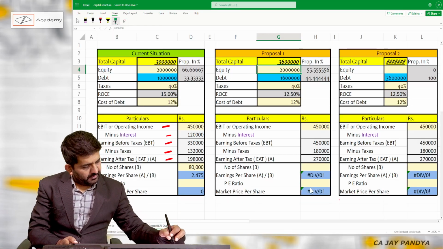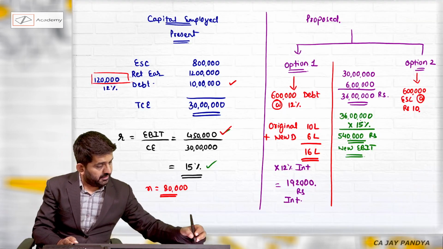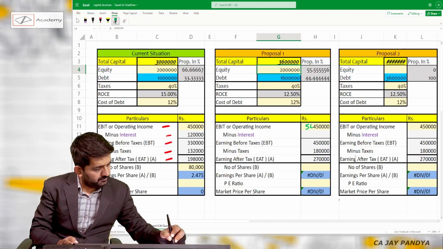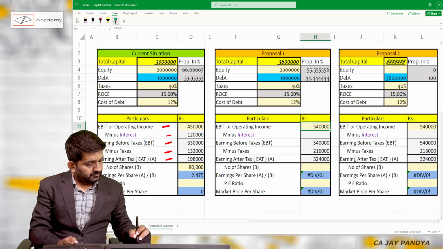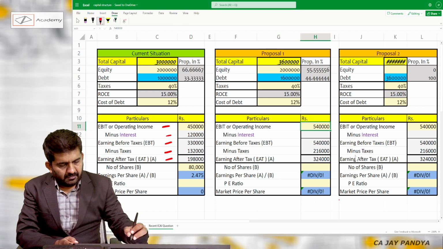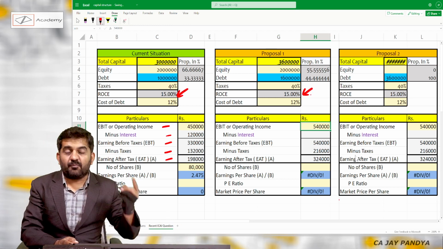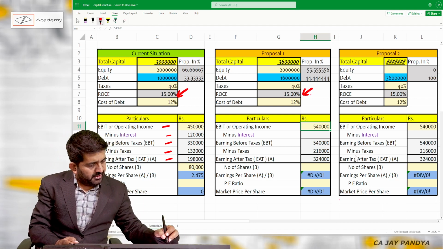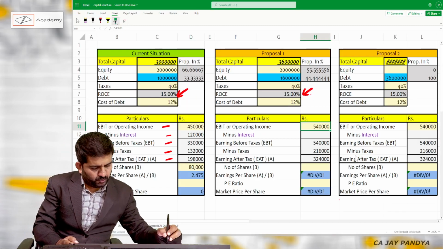My EBIT will change. It will not remain 4,50,000. The new EBIT is 5,40,000. If you see, my ROCE is remaining the same. We have found out 5,40,000 by the same thing. Interest in the proposed case is 1,92,000 in the first case.